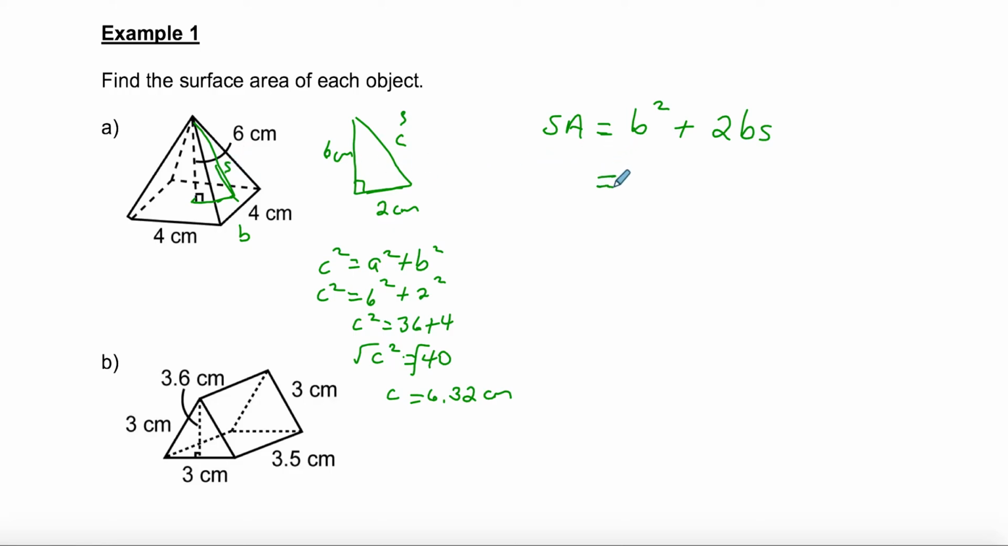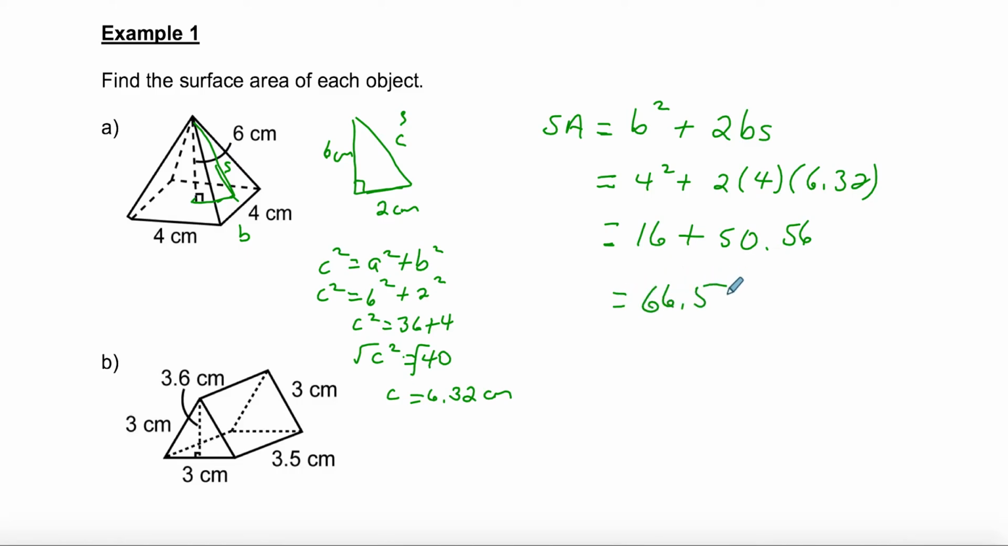So we know our base is going to be 4 times 4, and 2 times our base times our slant height, which is 6.32. And so we have the surface area here being 16, and I'd multiply all those numbers together and get 50.56. So my total is 66.56 centimeters squared, because it's the surface area question.